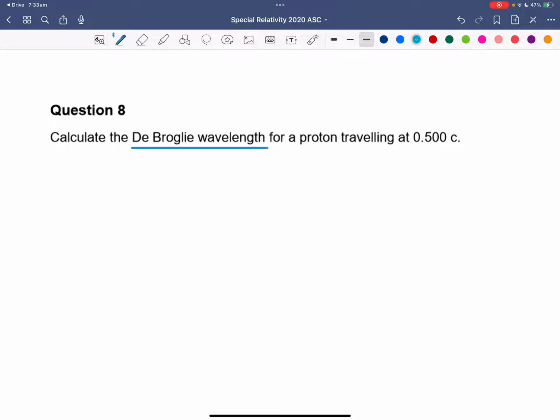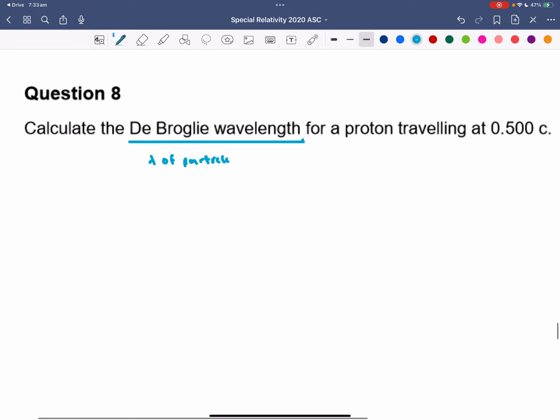When they talk about de Broglie wavelength, they're talking about the wavelength of a particle or matter, however you want to think of it. And the formula for the de Broglie wavelength of a particle is h on momentum. And usually, h on momentum is h on mv. Usually that's the formula for momentum, mv.